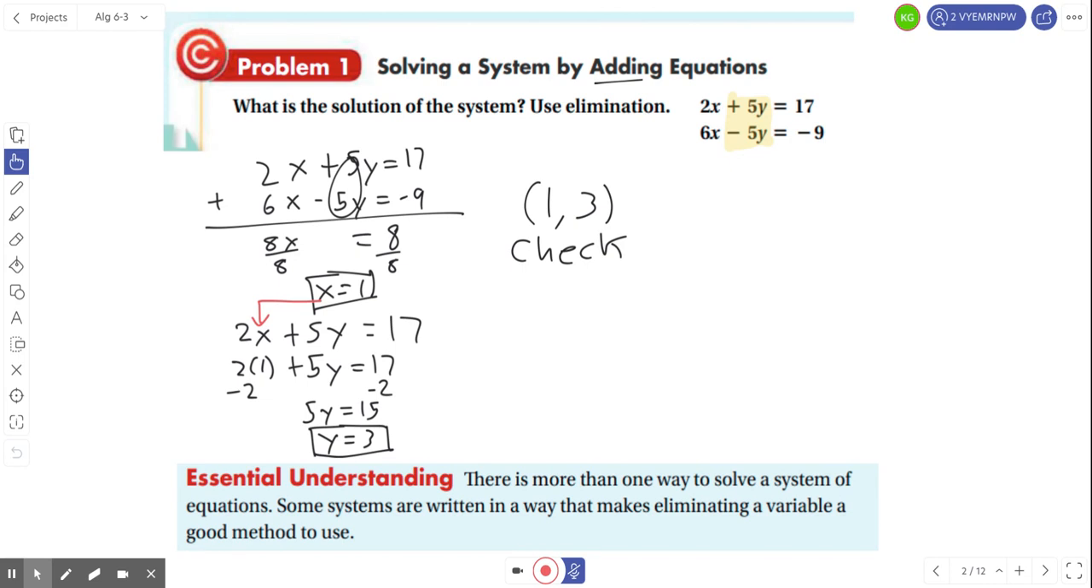So let's put them in. 2 times 1 plus 5 times 3, does that equal 17? Well, that's 2 plus 15. It sure does equal 17.